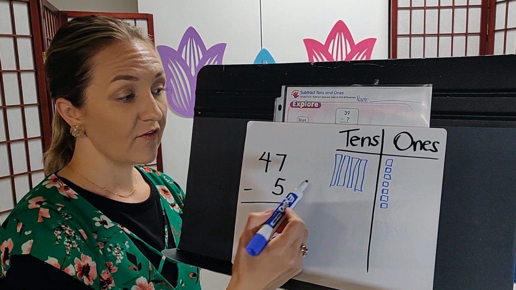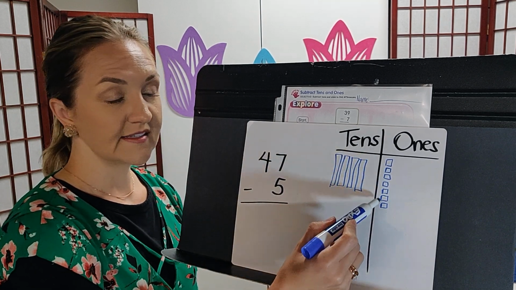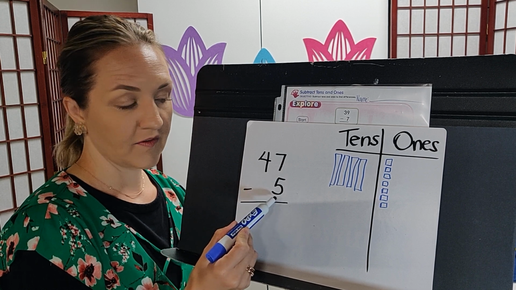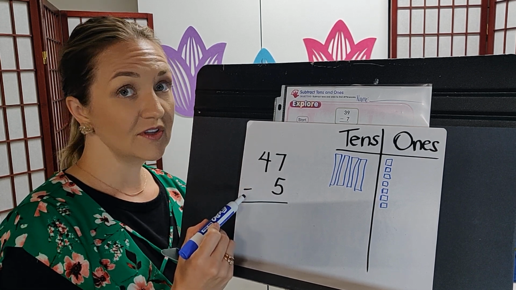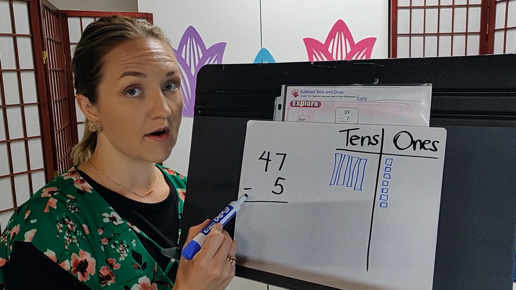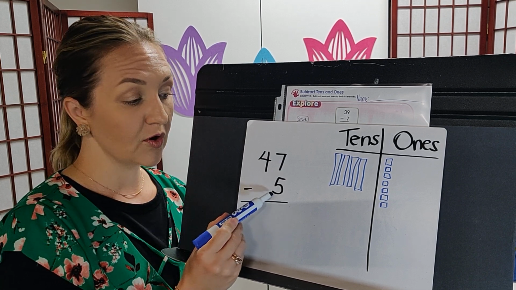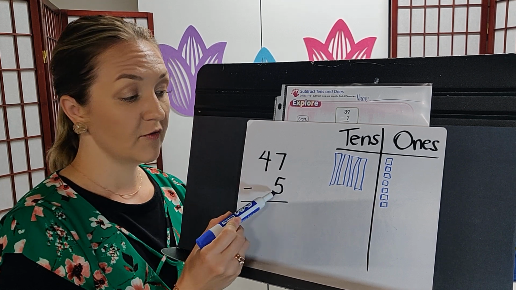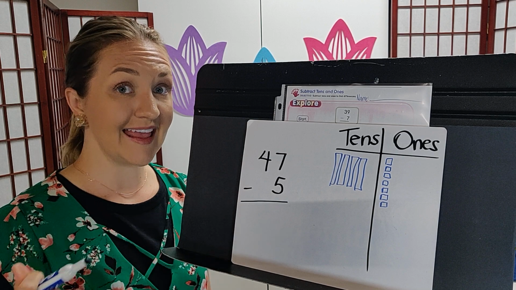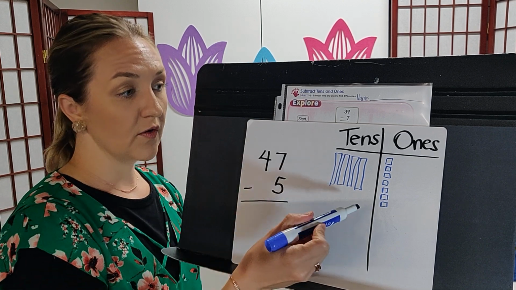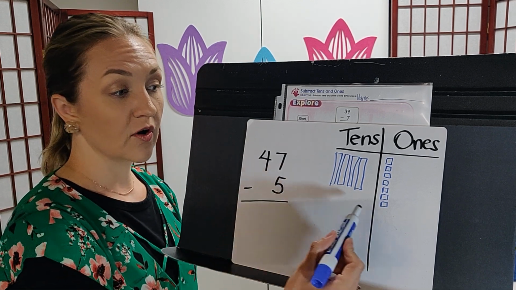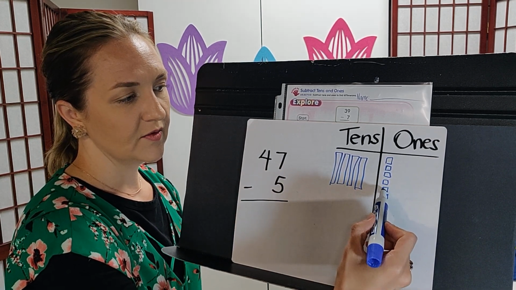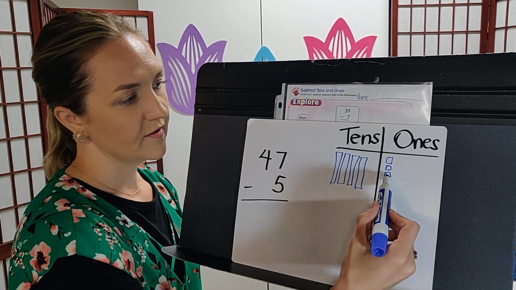Great. So I have 47. Now I'm going to subtract 5. If I'm subtracting, I will not draw 5 more. Instead, I will go to my ones and I will cross off 5 because I'm subtracting, I am taking them away. So I'm going to go over to my ones column and I'm going to cross off 5. Go ahead and count with me. 1, 2, 3, 4, 5.